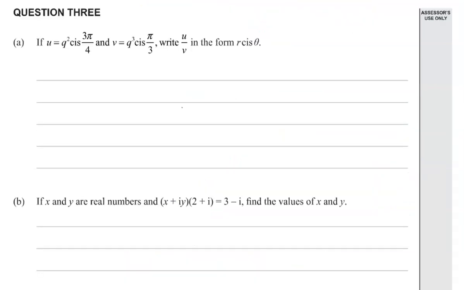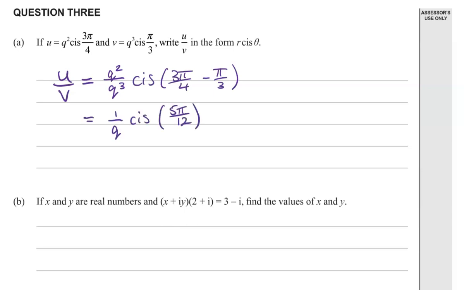And on to question 3. So we are going to do u divided by v, where we've got these complex numbers in polar form. That's very straightforward. We just do a division of the modulus and a subtraction of the argument. Simplify that down and we get 1 over q cis 5 pi by 12.